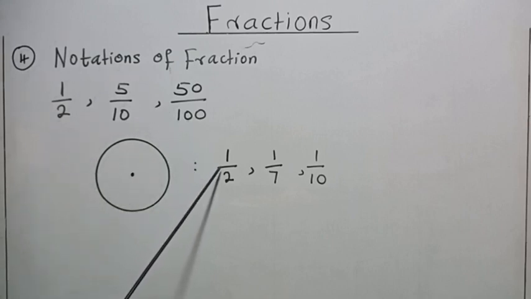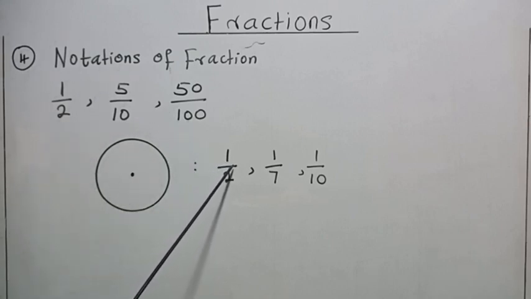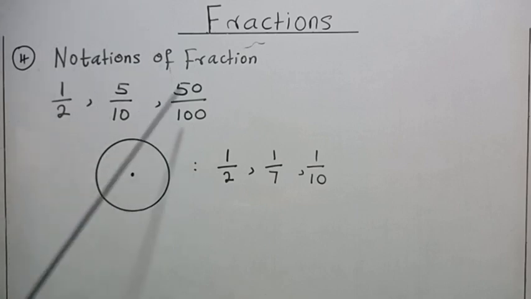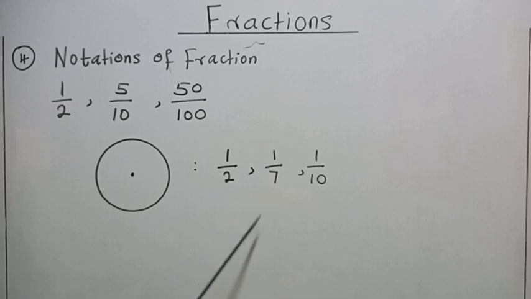Now, this is the outline of one person's share in each case. If you break it into 2, one person's share is 1 over 2. When broken into 7, one person's share is 1 over 7. When broken into 10, one person's share is 1 over 10. Now ask, which of these fractions here represents the easiest process of division and sharing?